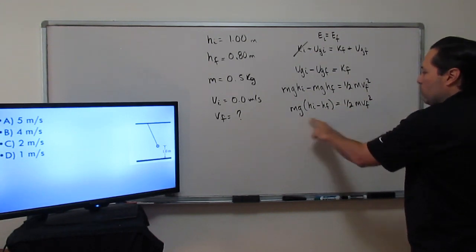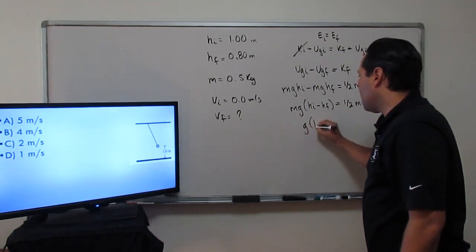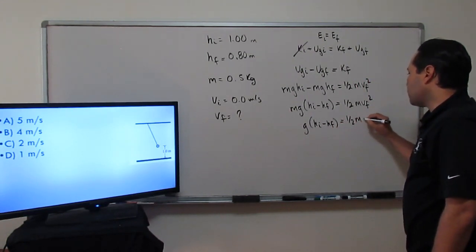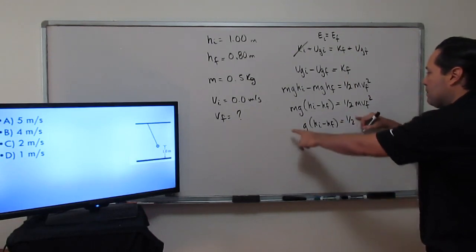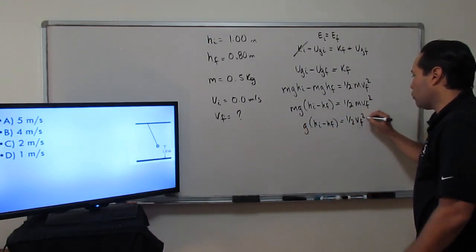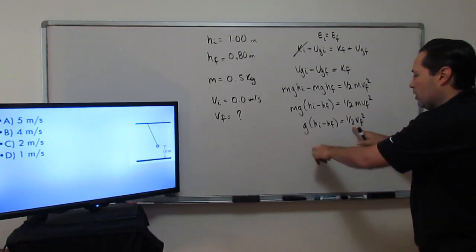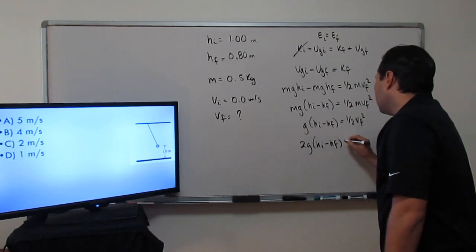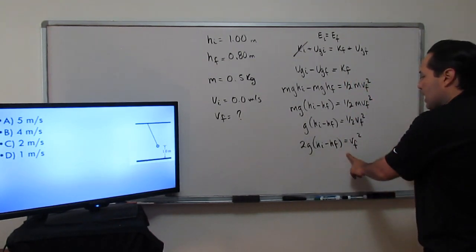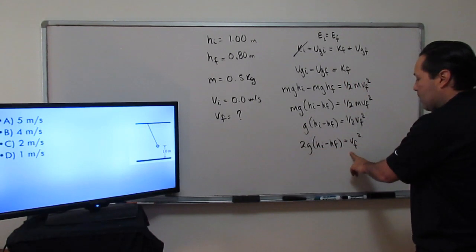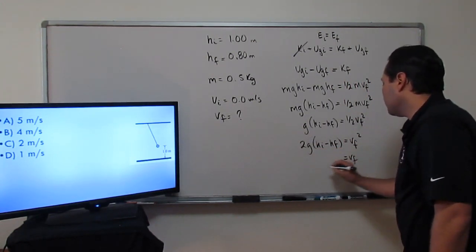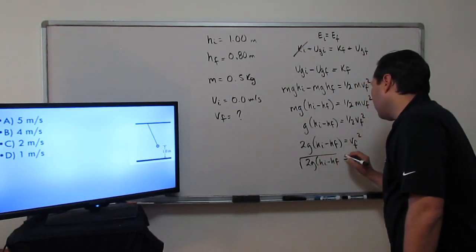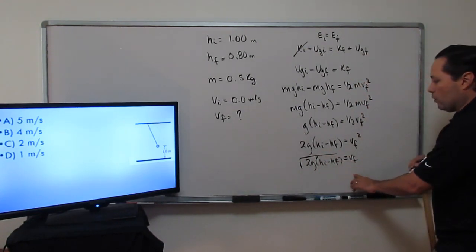So let's get rid of the mass. We have gravity times height initial minus height final equal to 1/2 mass... Oops, no, we cancel out the mass by dividing by mass on both sides, times velocity final squared. I want to multiply both sides by 2 to get rid of the half. So I have 2 times gravity times height initial minus height final equal to velocity final squared. And at the end, I'm going to square root both sides so I have velocity final isolated. So it's going to be the square root of 2 times gravity times height initial minus height final. And that's going to give us our final velocity.